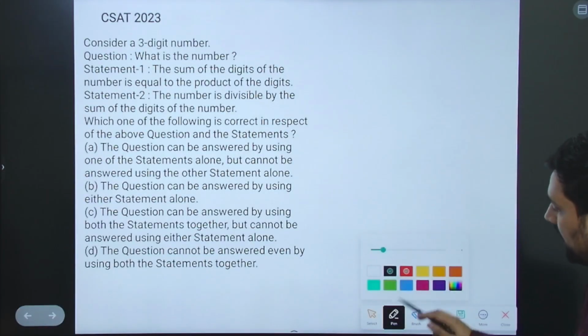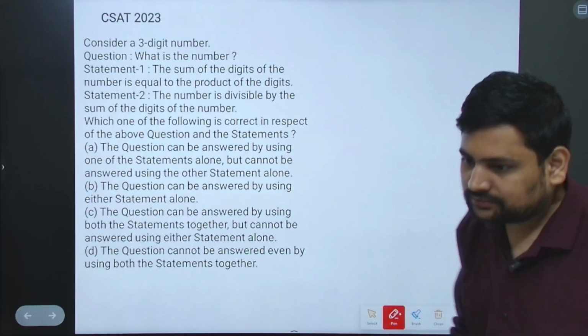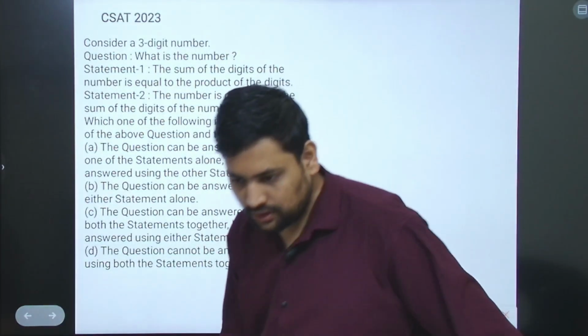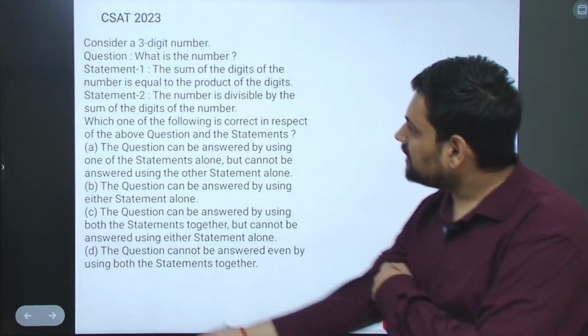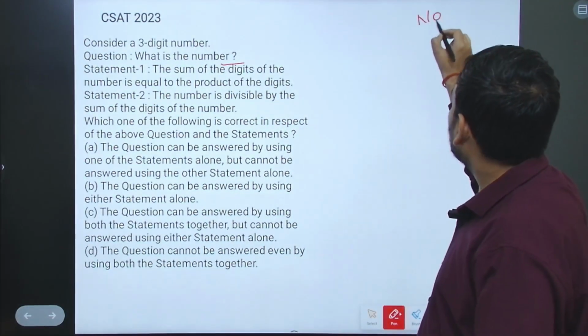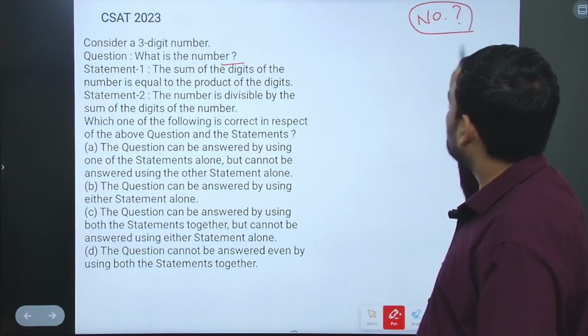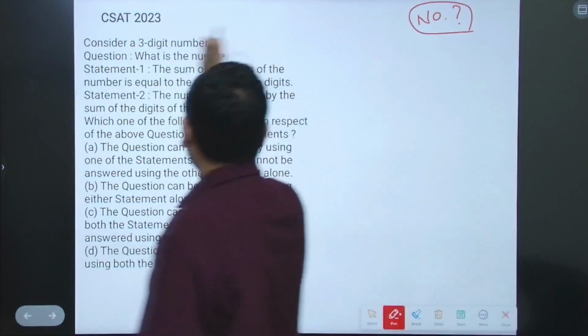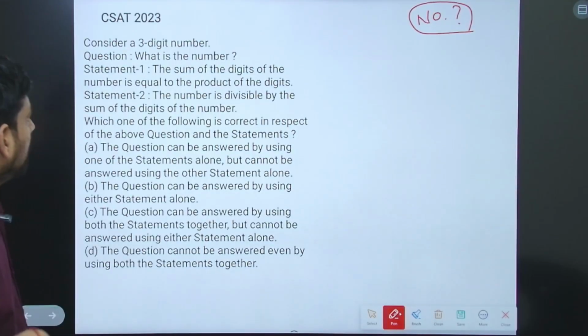Now what this one says, it says consider a 3-digit number. What is the number? So first thing is what it is asking, it is asking you the number, कि number कौन सा है. Then it says the sum of the digits of the number is equal to the product of the digits.